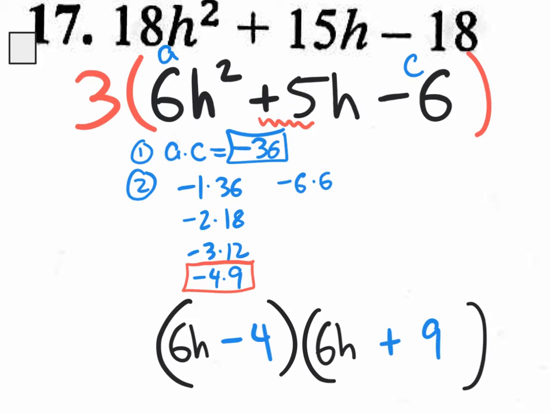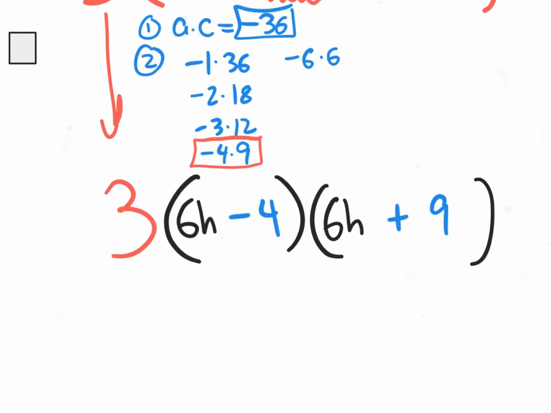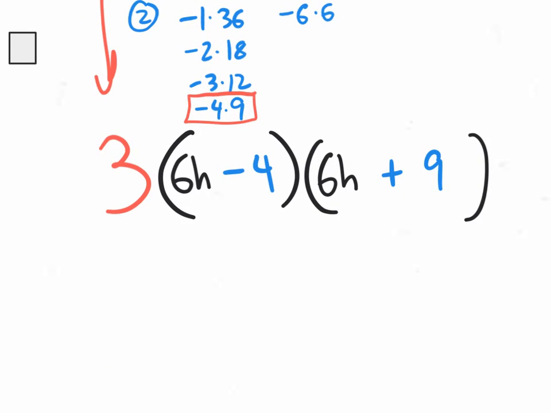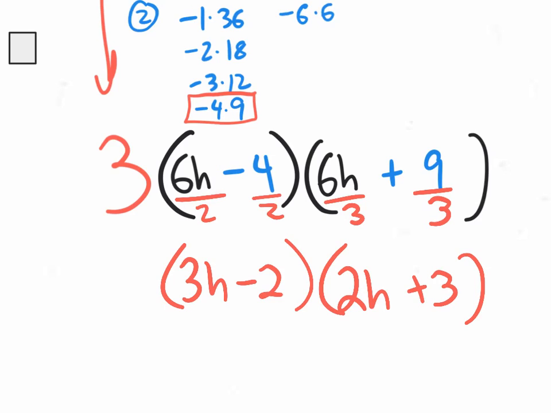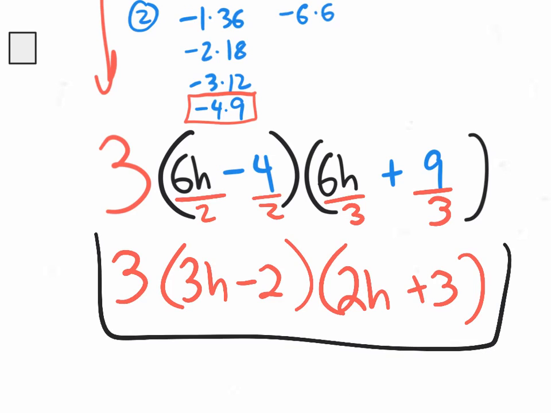Let's not forget about that 3 out there in the front. I might as well bring it down right now. But let's reduce the first binomial. If you reduce that by 2, we're going to end up with a 3h minus 2. The second binomial you could reduce by 3, and you end up with 2h plus 3. Let's not forget about the 3 that's out in the front. That is your final factored form answer.